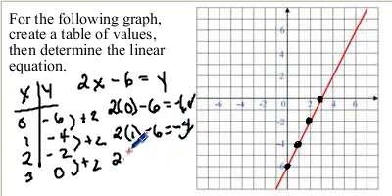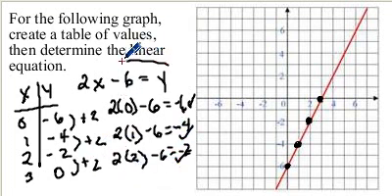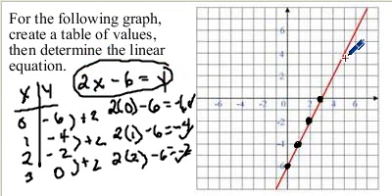And you can continue to substitute the values in. 2 times 2 minus 6 has to equal -2. And that's 4 minus 6 equals -2, again correct. So when we can see that those values are correct, we know that this is the equation that will result in this line.